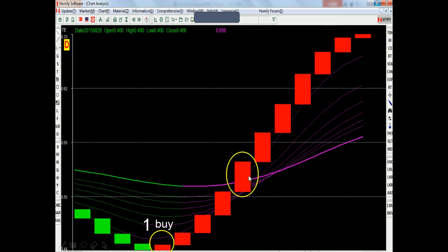And then when the red line crosses the purple line, it means the second buying point. So here are two buying points. And then if you get the red dog candlestick, it means you can hold, no need to sell.